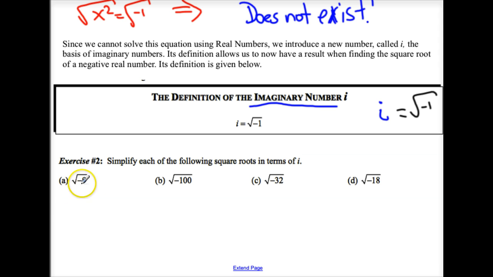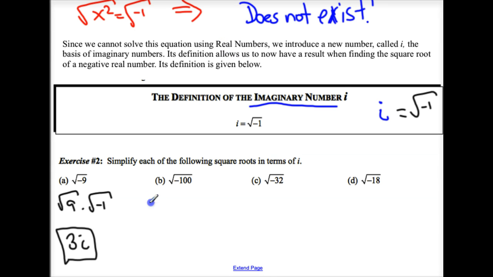Whenever there's a square root with a negative number, I'm going to break this down. This can be broken down as the square root of 9 times the square root of negative 1. And we all know what this is. Yep, the square root of 9 is 3, the square root of negative 1 is i. And this is my final answer. Piece of cake.